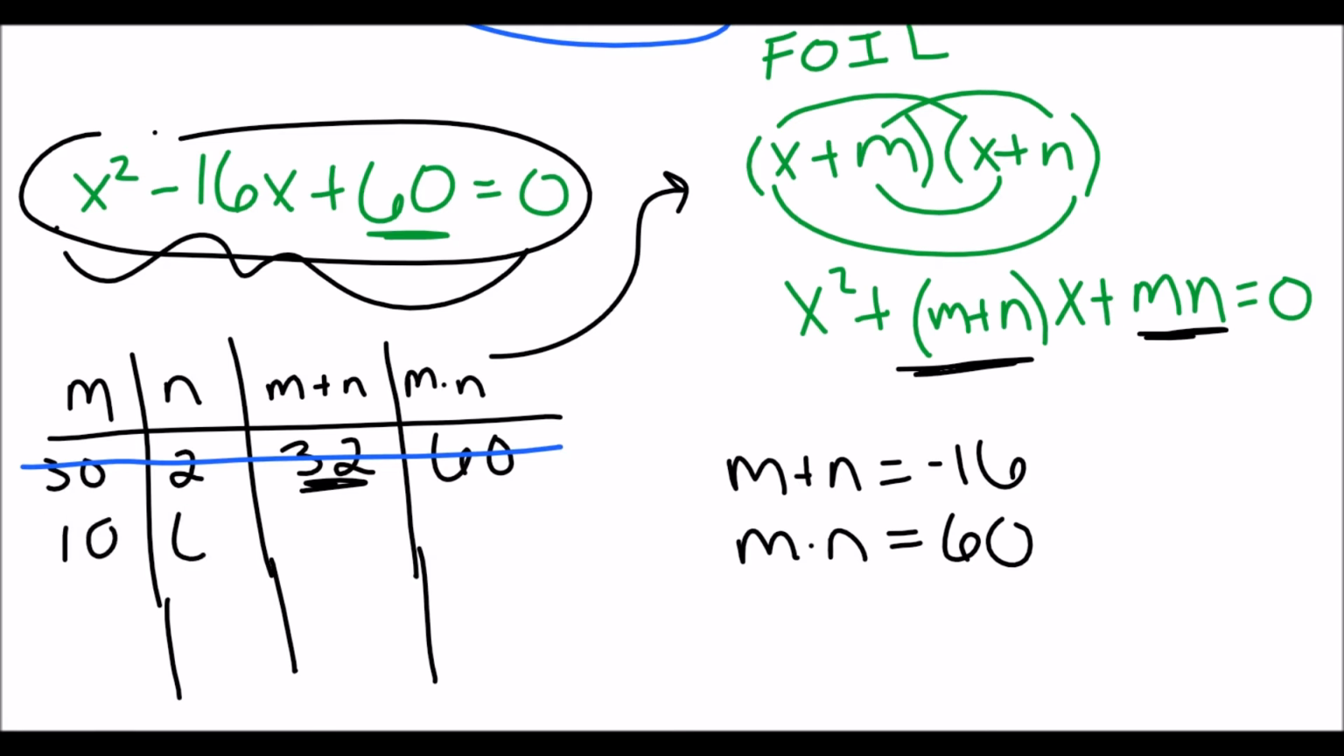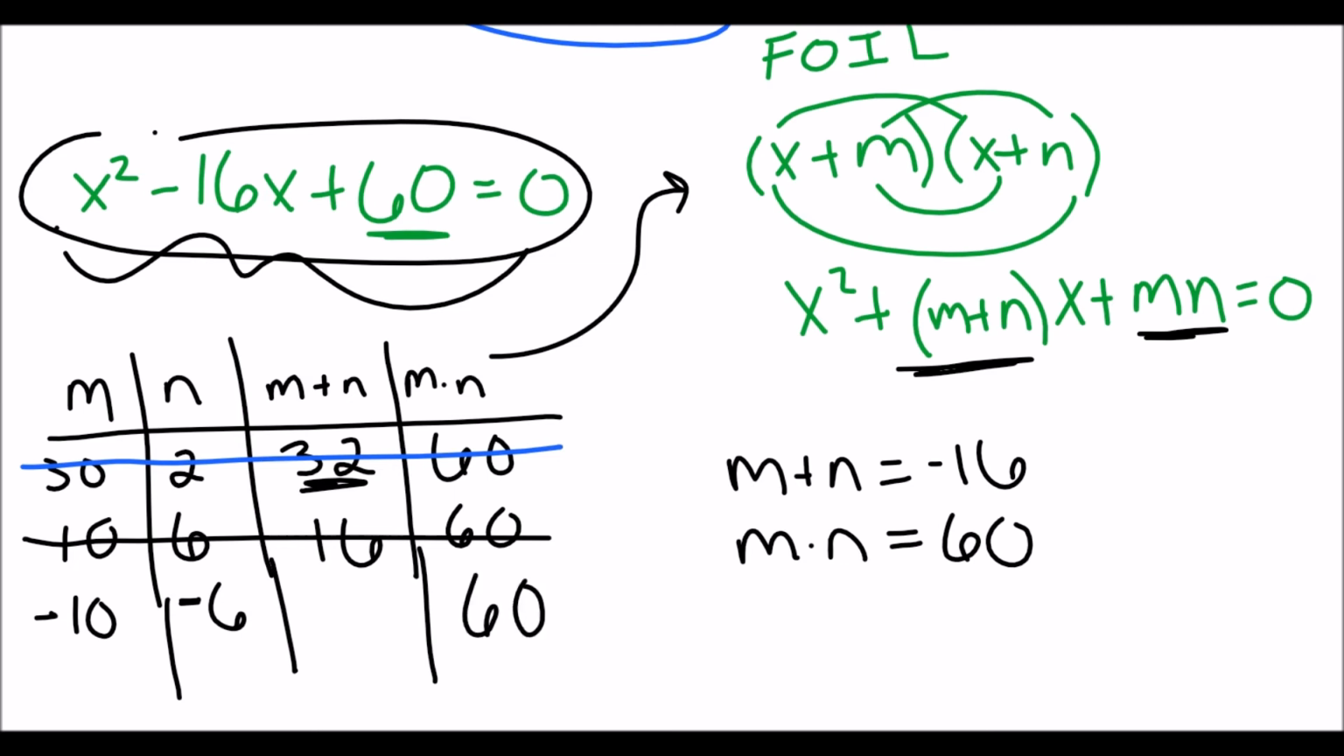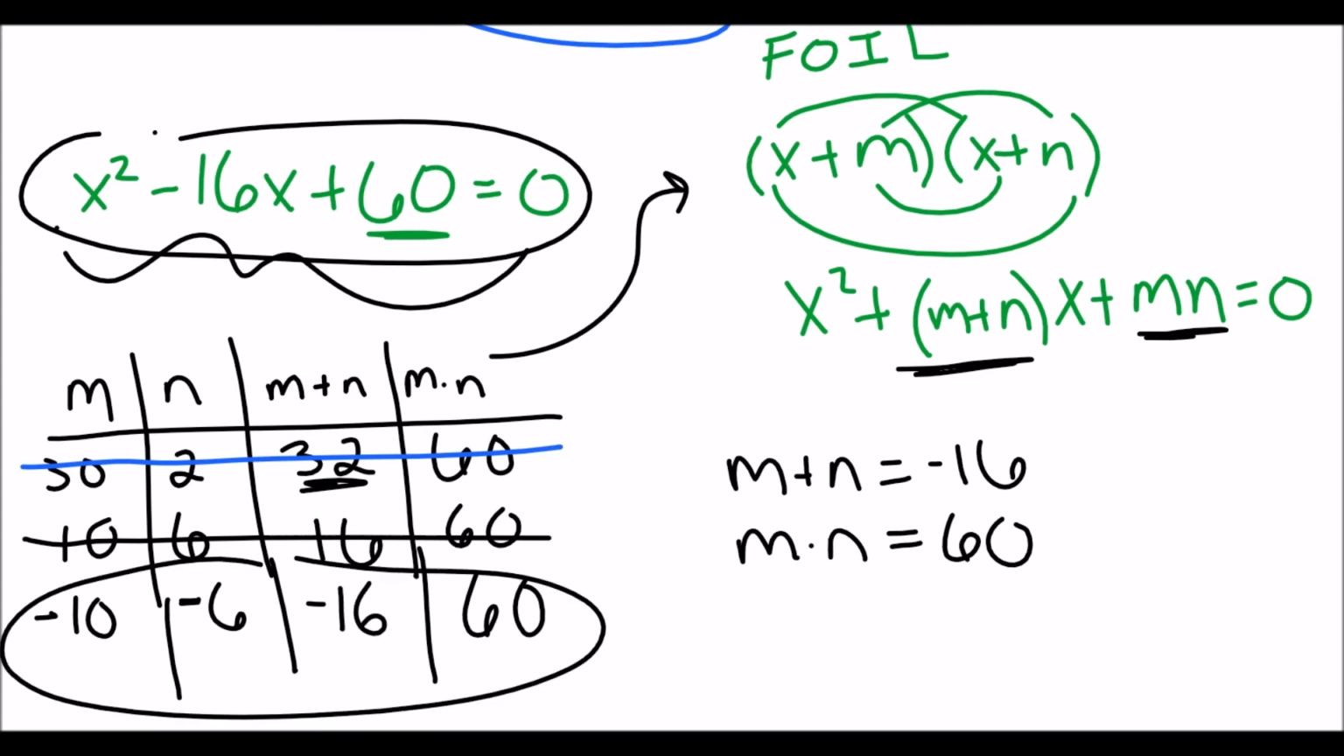If I have 10 and 6, 10 plus 6 is 16, and we already said the product was 60. So that's really, really close. The problem is we need a negative 16, not a positive 16. So what two numbers can we multiply together to get a positive, but then add together to get a negative? Well, what if we were to make them both negative? This one's close, but not quite. But what if we were to do negative 10 and negative 6? Negative 10 times negative 6 is positive 60, and negative 10 plus negative 6 is negative 16. Ding, ding, ding. There's our answer.